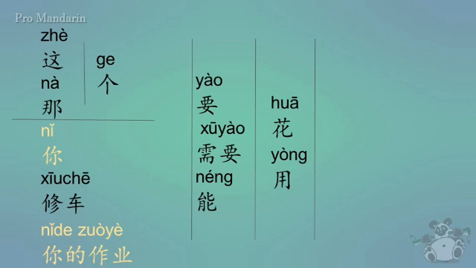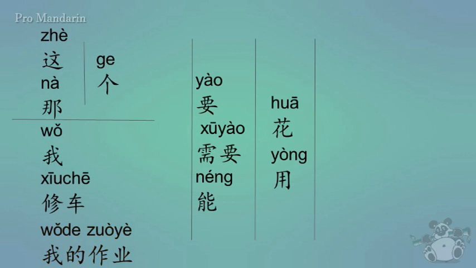All right, so we're going to change things up just a little bit here. We're going to take out 你 and 你的作业 in the left column, and we're going to replace it with 我, which means I or me, and we're going to keep 修车 the same, to fix or to repair a vehicle, and then we're going to have 我的作业, which means my homework, and then we're going to keep the middle 2 columns the same, and in order to answer the question how long it's going to take, instead we're going to actually say how long it is going to take.